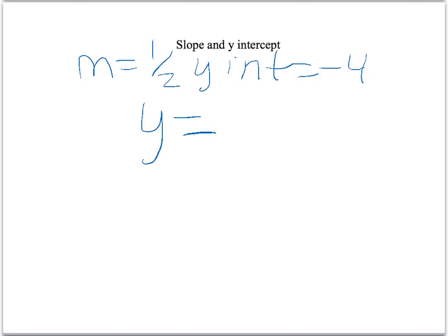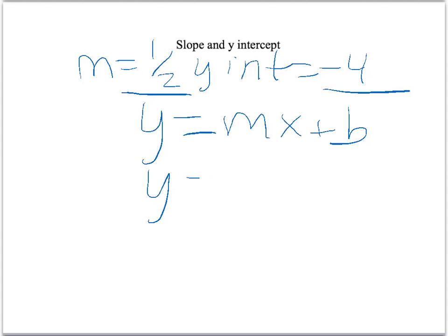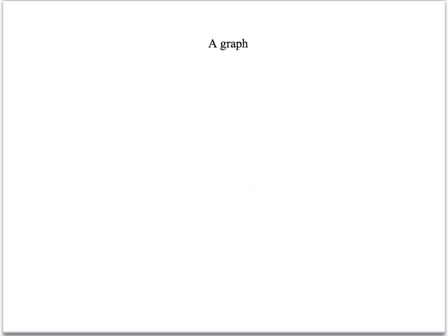So let's remember the general form is y equals mx plus b. So here's my m, here's my b. So it'll be y equals 1/2 x plus a -4, which is -4. And that's how we write it in slope-intercept form if we're given the slope and the y-intercept.